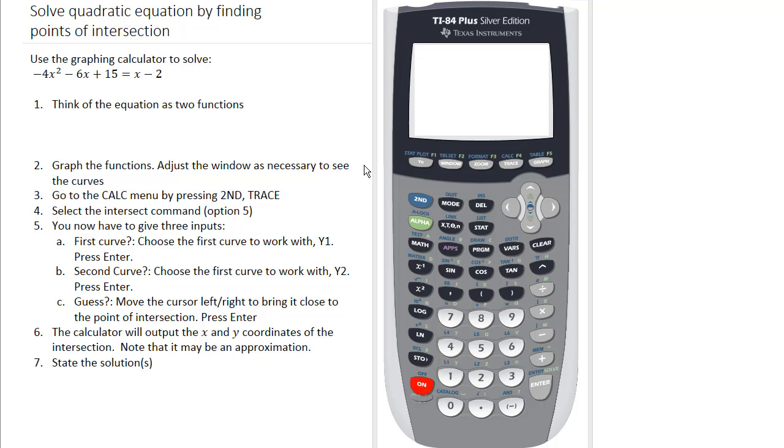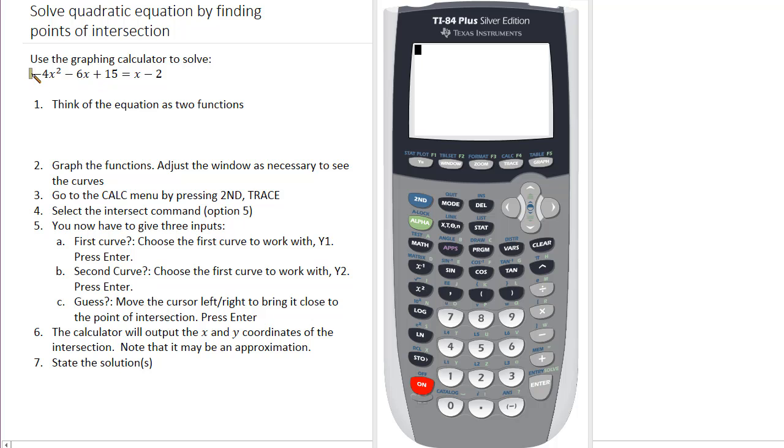Here I will show how we can use the calculator to solve a quadratic equation by finding points of intersection. The sample problem will be that we will solve negative 4x squared minus 6x plus 15 is equal to x minus 2. So in this method, I'm going to actually think of this single equation as two functions.